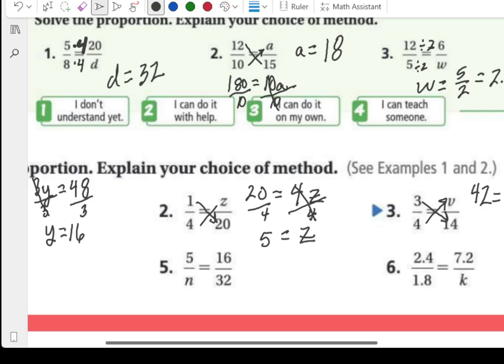Okay, so I'm going to do it again, but this time try to really pay attention. Those of you who are not getting it, try to pay attention.